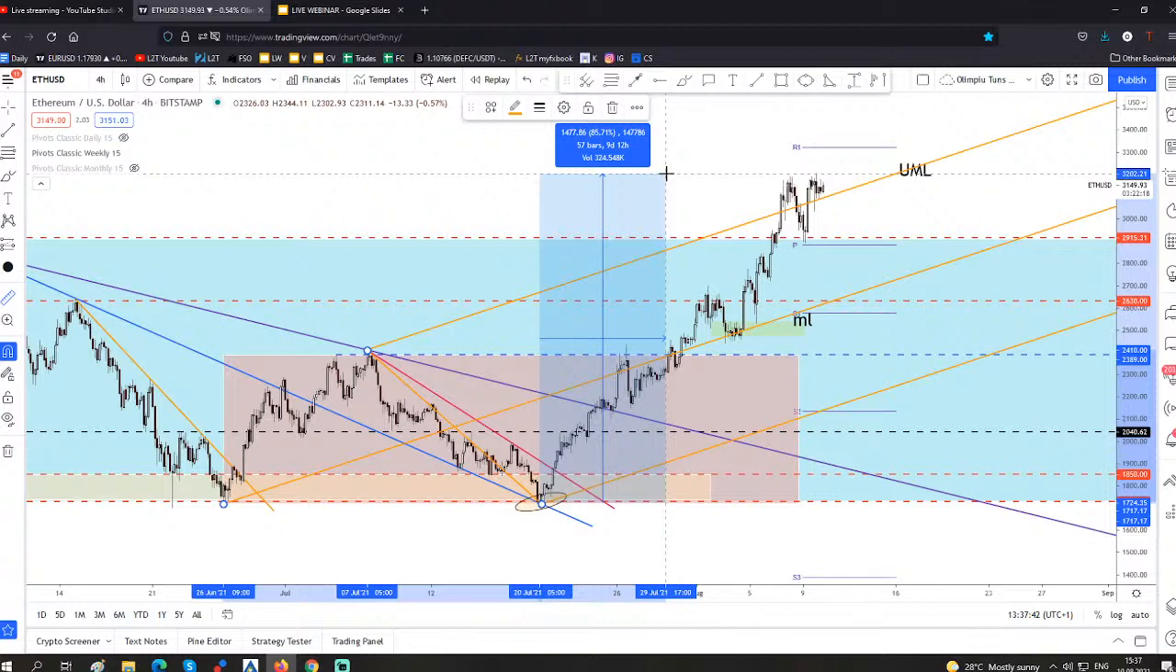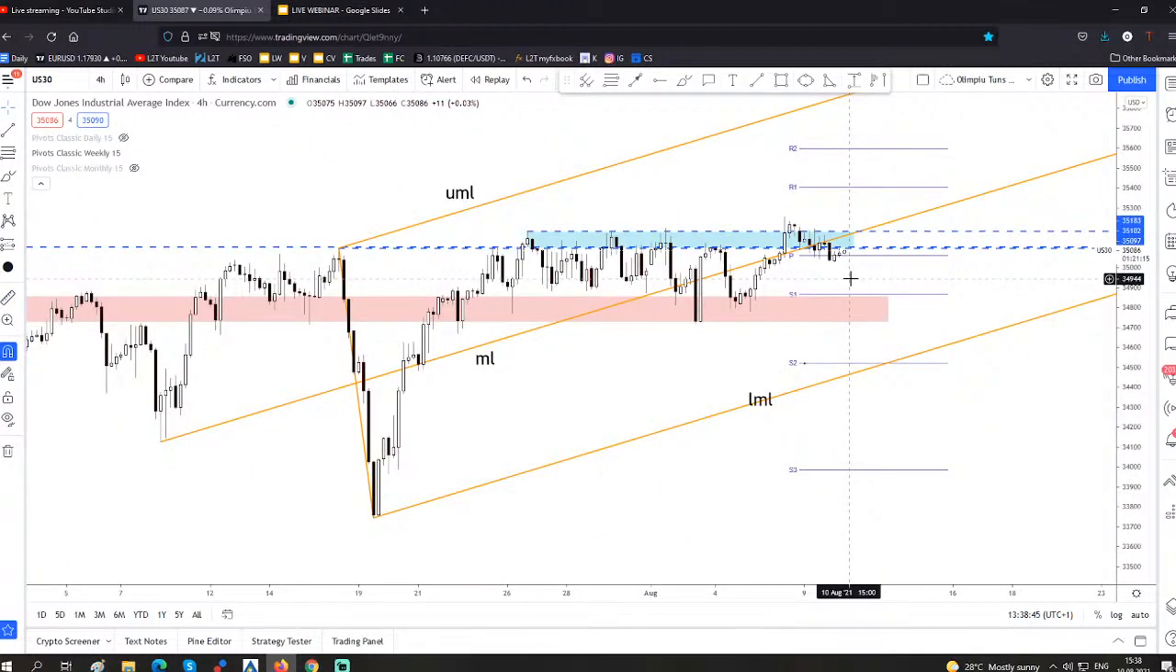We don't have a perfect correlation, but personally, when the DXY increases, maybe I don't want to be long on the US equities.